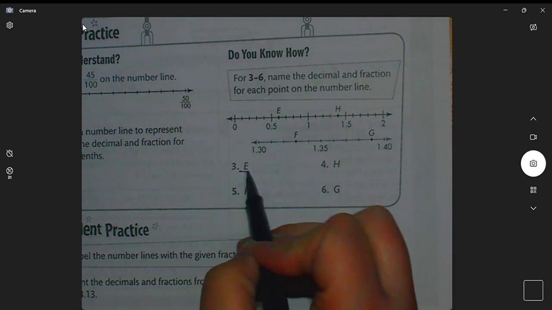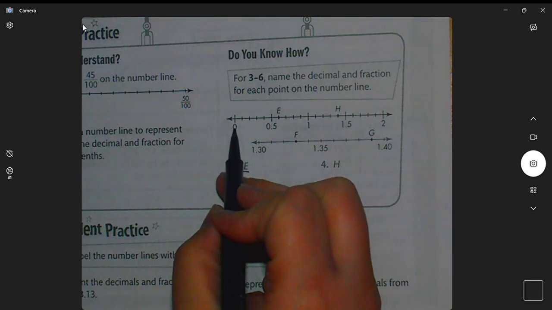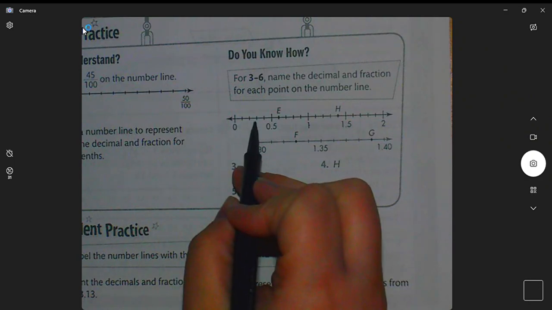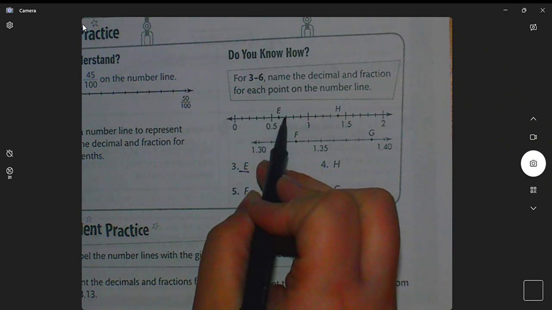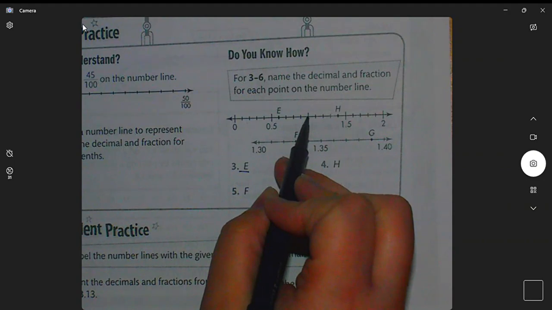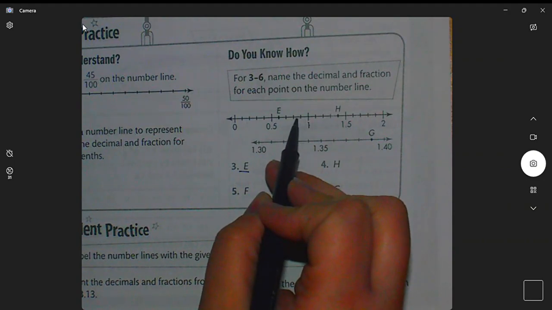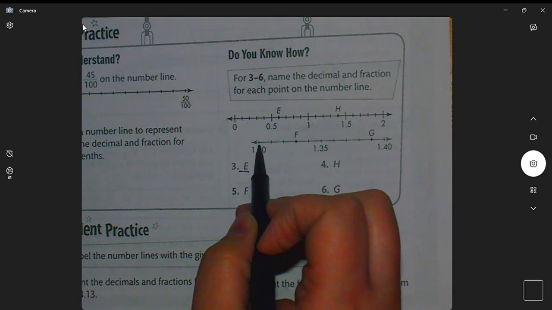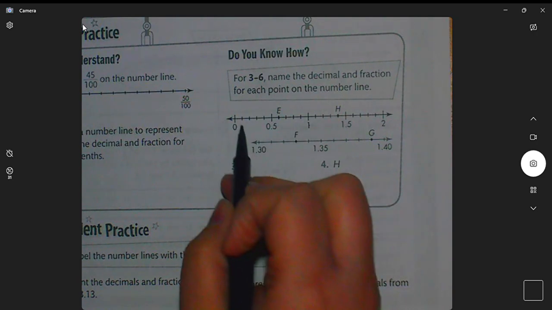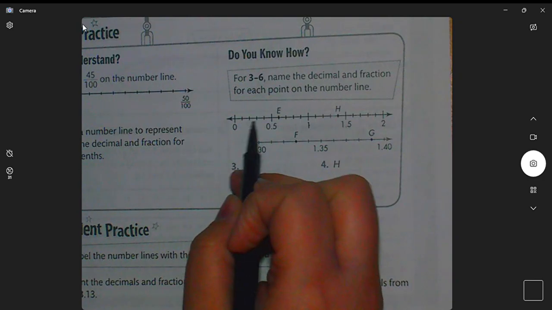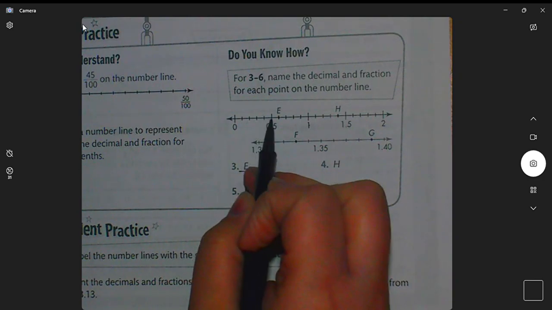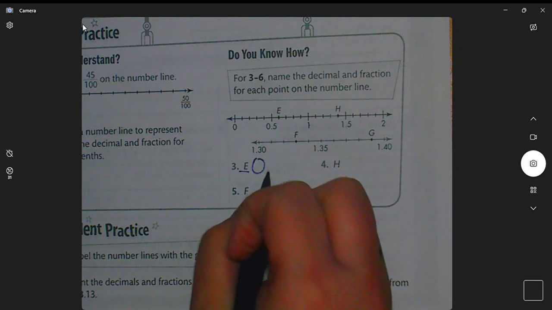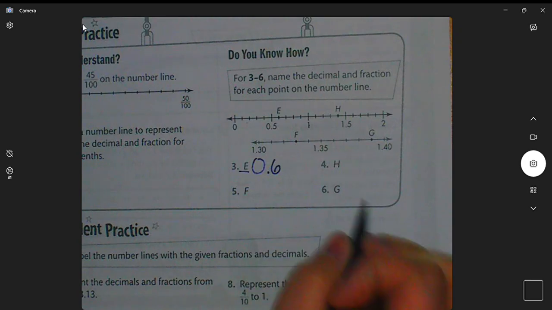So letter E. I'm going to count between 0 and 1. 1, 2, 3, 4, 5, 6, 7, 8, 9, 10. I have tenths. So what I'm going to do is go back and count by tenths. 1 tenth, 2 tenths, 3 tenths, 4 tenths, 5 tenths, 6 tenths. So E is located at 6 tenths.